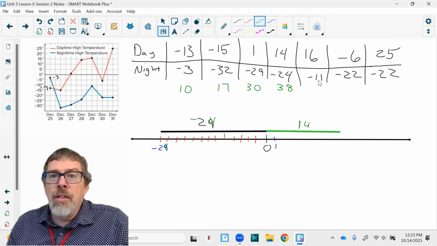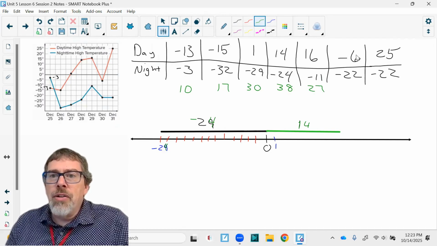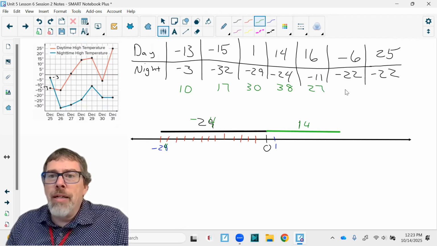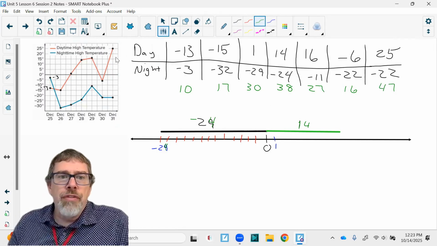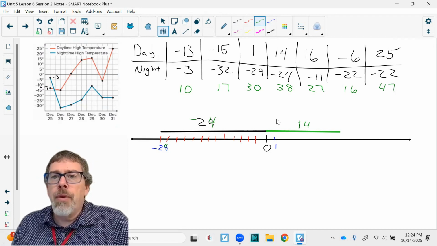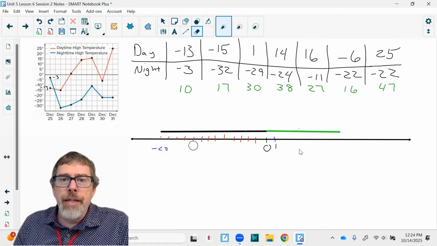16, this is opposite. So 16 to the right, negative 11's the other way. That's a difference of 27 degrees. And these are the same, so we subtract. 22 minus 6 is 16. And these are opposite, so we add. 25 and 22 is 47. Huge difference on that day. Okay? So I wanted to explain that using a number line. Let me just get rid of all this now.